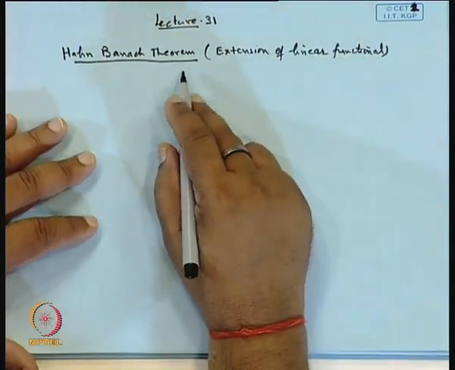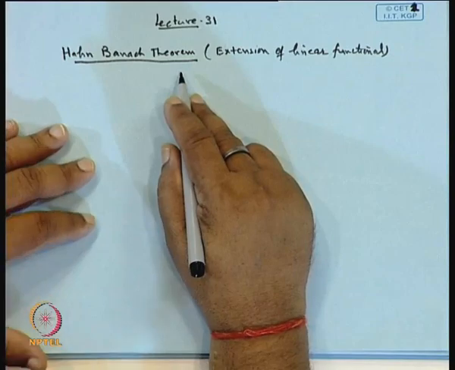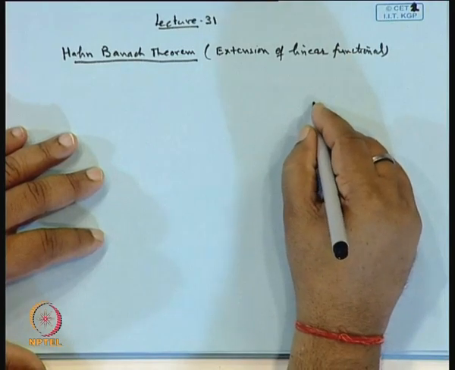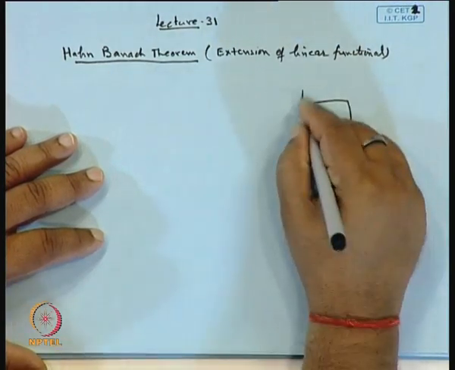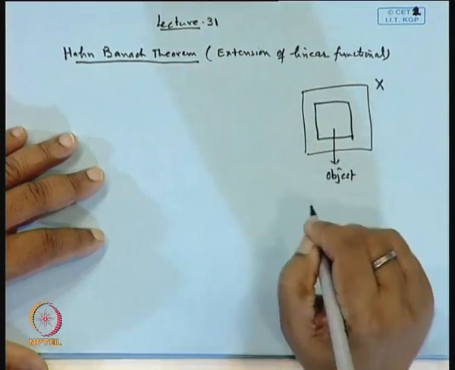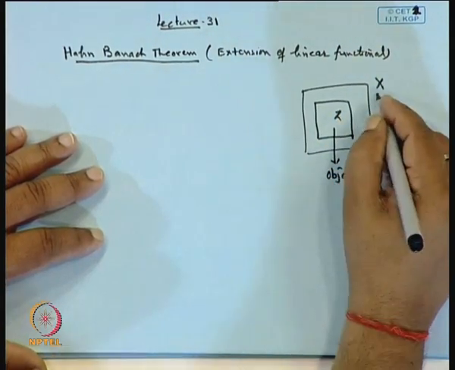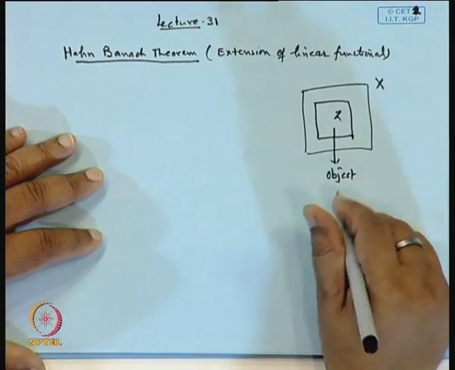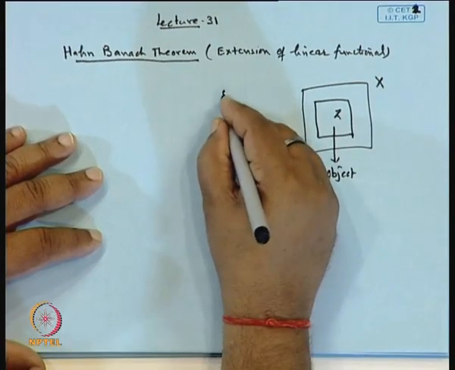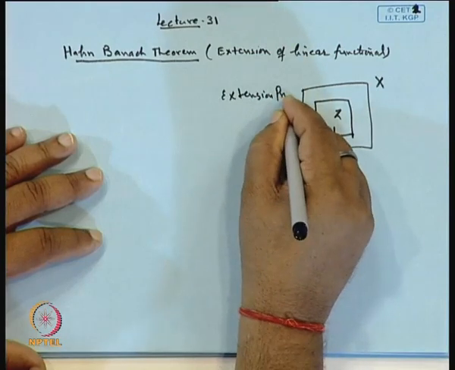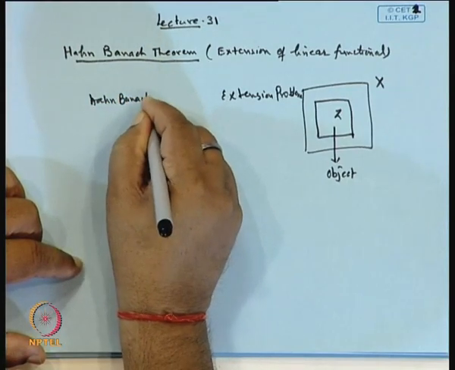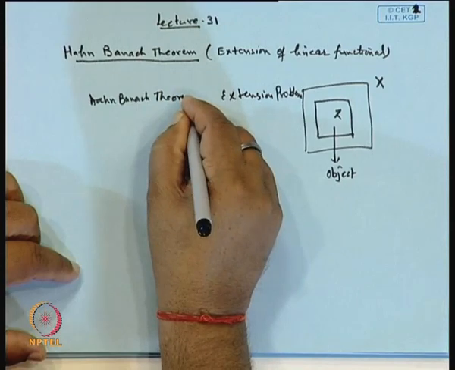Normally, by an extension problem we mean this: suppose Z is a subset of X and an object is defined on Z. We want to extend this object to the entire X in such a way that the basic property of this object remains intact. Then this problem is known as the extension problem. In the case of the Hahn-Banach theorem, the object is a linear functional.